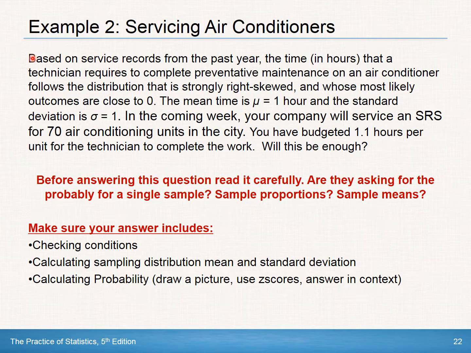Go ahead. I'm going to let you guys read this one on your own. So this is a sample mean distribution of sample means, since we're looking at the mean height of 10 young women. Answering the questions. Get used to reading stuff carefully. We'll go over the answer and you'll see how you did. Okay, just make sure as you are reading it and answering the questions, make sure you're understanding if they're asking for probability for a single sample, sample proportions, or sample means.